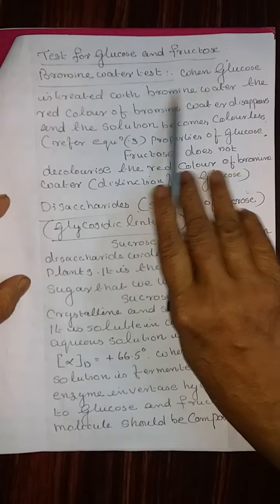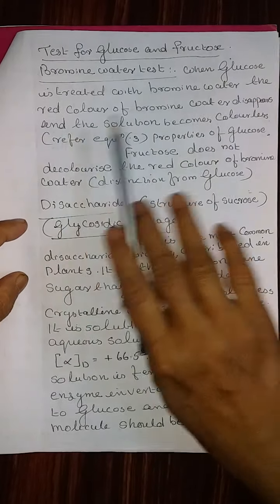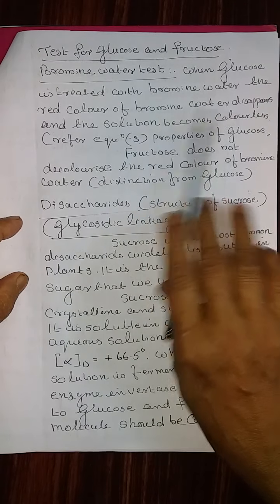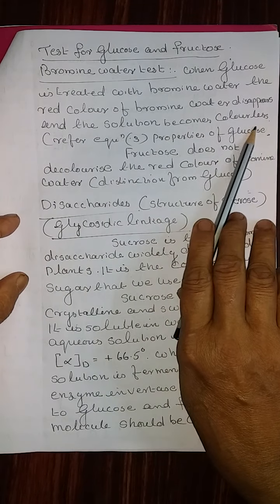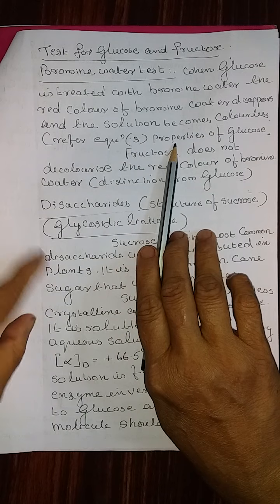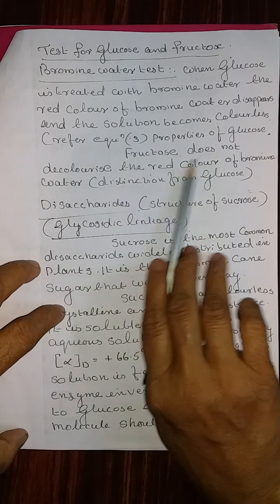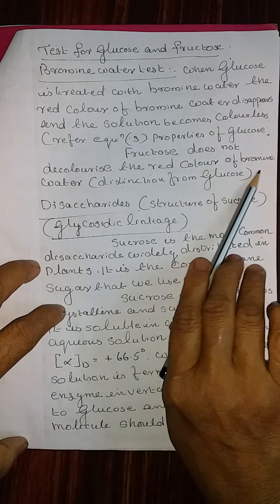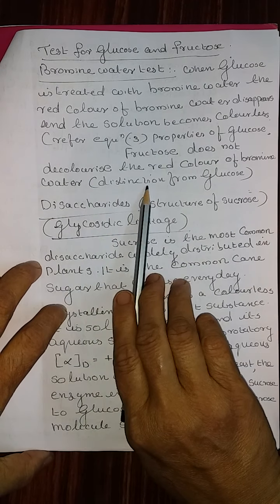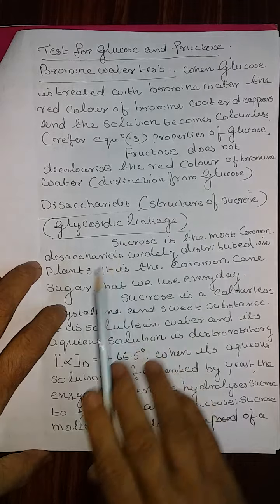Test for glucose and fructose. Bromine water test. When glucose is treated with bromine water, the red color of the bromine water disappears and the solution becomes colorless. Refer to the equation in the properties of glucose, equation number 3. Fructose does not decolorize the red color of the bromine water. That is the distinction from glucose.